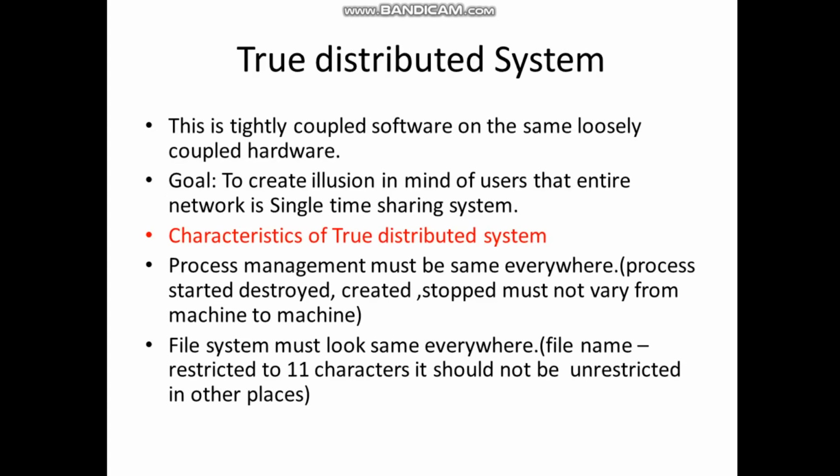Next we have true distributed system. This is tightly coupled software on loosely coupled hardware. Goal is to create illusion in the mind of the user that the entire network is a single time sharing system. Some characteristics that should be observed in a true distributed system are: process management must be the same everywhere. Process started, destroyed, created or stopped must not vary from machine to machine. File system must look the same everywhere. If the file name is restricted to 11 characters, it should not be unrestricted in other places.